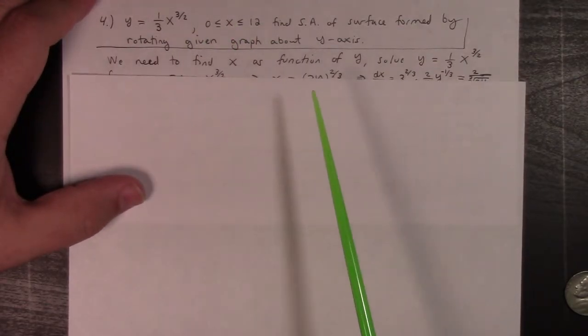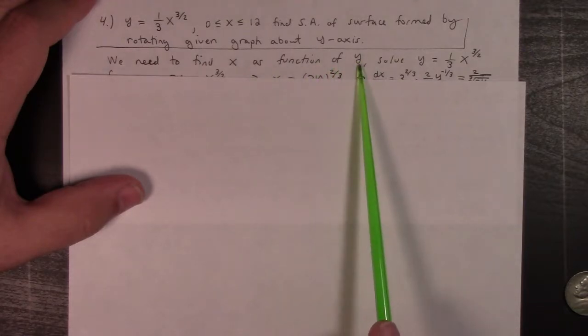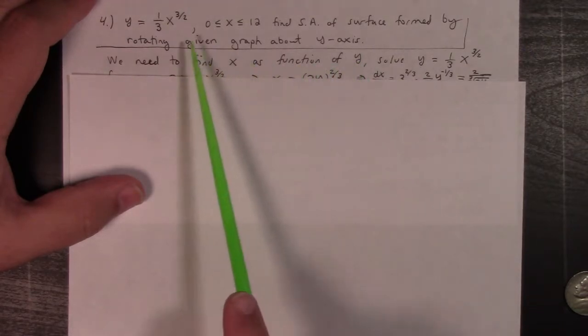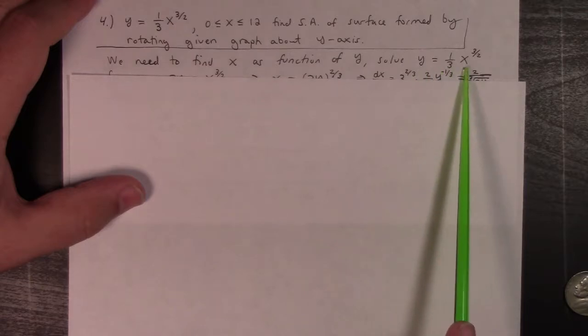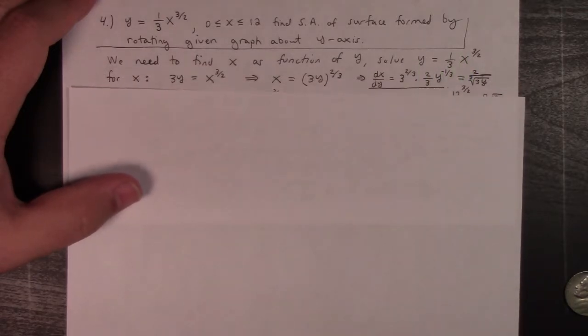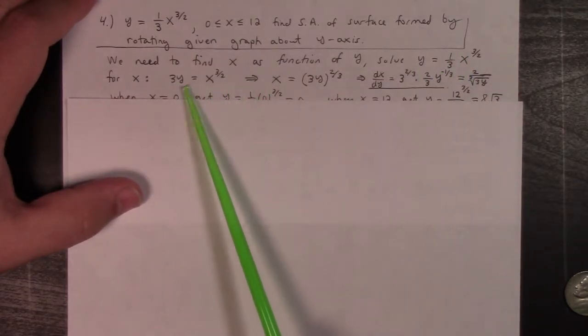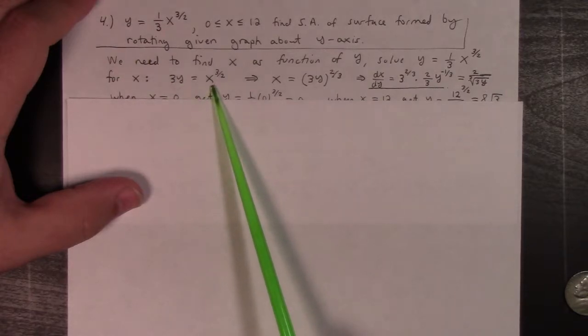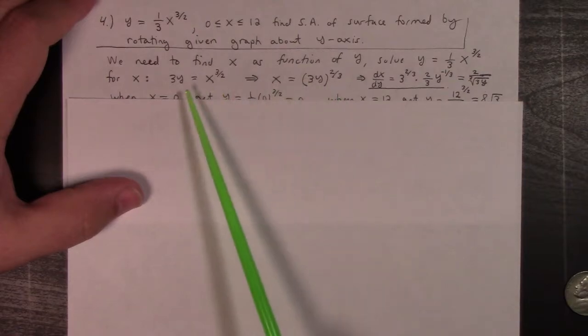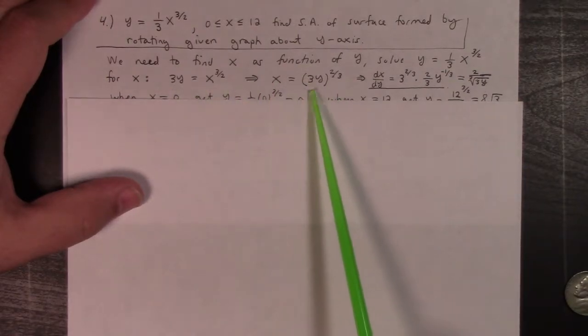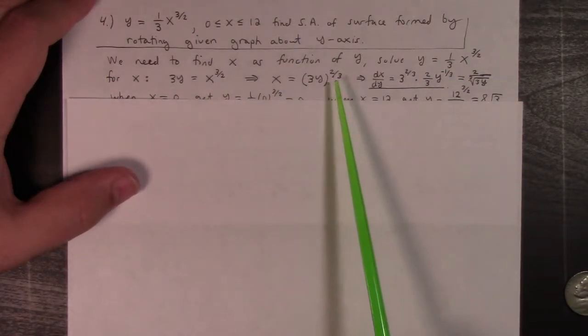Alright, so in order to do that, I need to find x as a function of y. So let's see here. I have to solve for x, basically. So solving for x, I get 3y is x to the 3/2. Take the 2/3 power on both sides. I get x is (3y) to the 2/3.